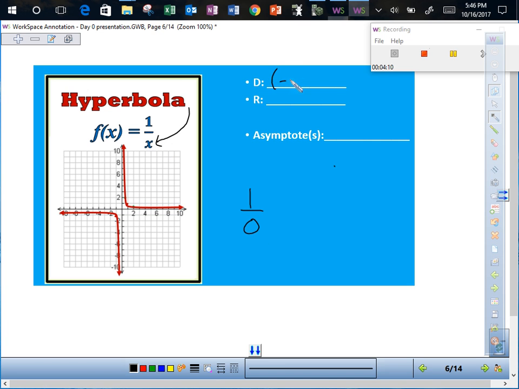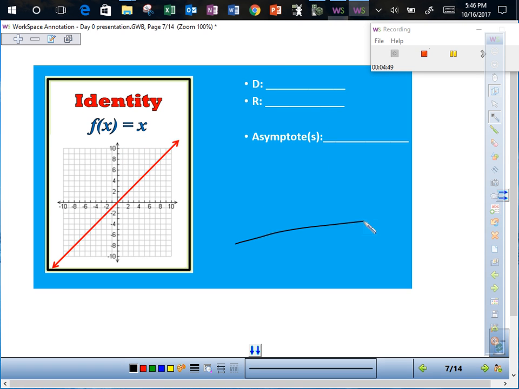So your domain is going to be -infinity to 0 along with 0 to infinity. So everything but 0. The range is going to be the same thing. I'm going to come from -infinity to 0, but then I'm going to go 0 to infinity. So -infinity to 0 along with 0 to infinity. Now this thing has 2 asymptotes. We have the x-axis and the y-axis. So I have an asymptote at y equals 0, and then I also have one at x equals 0.